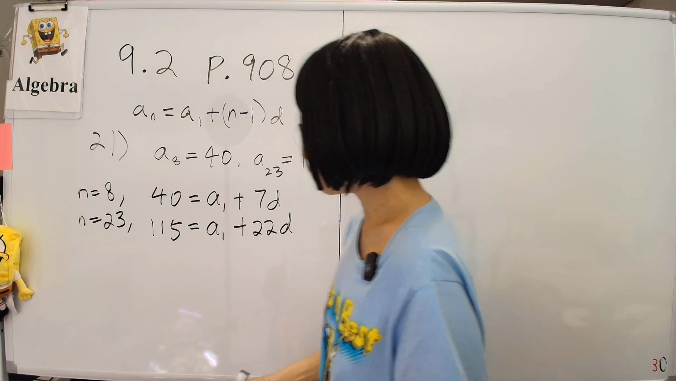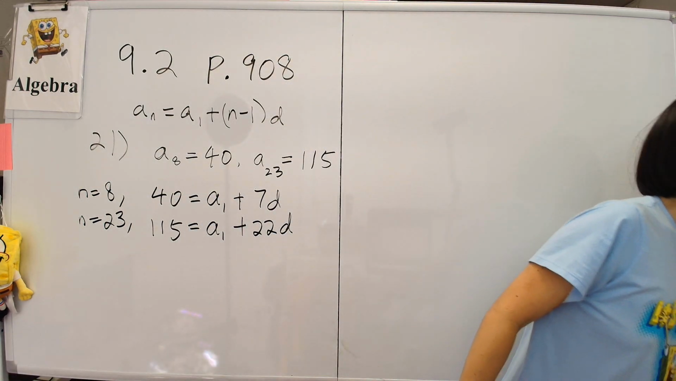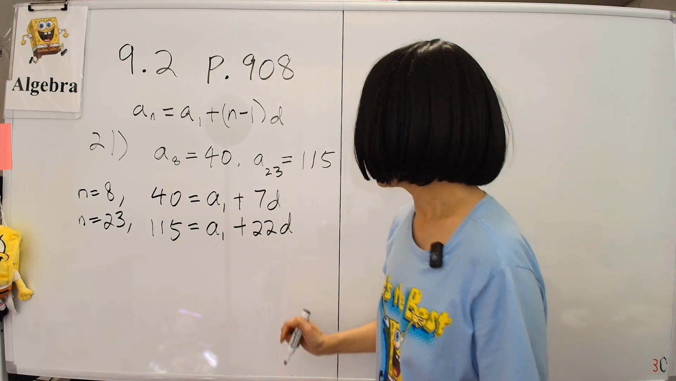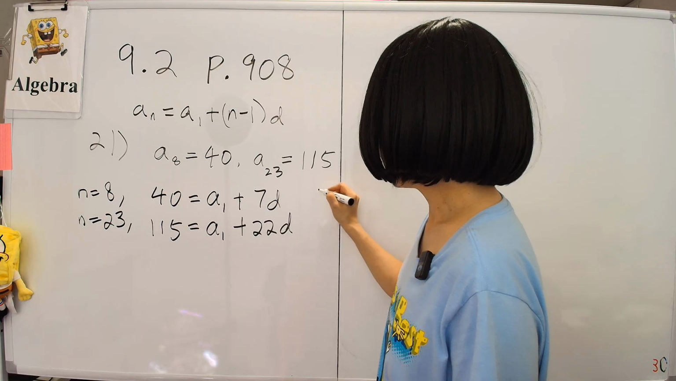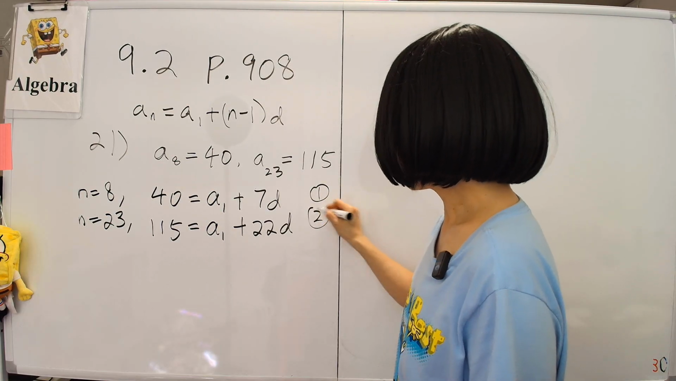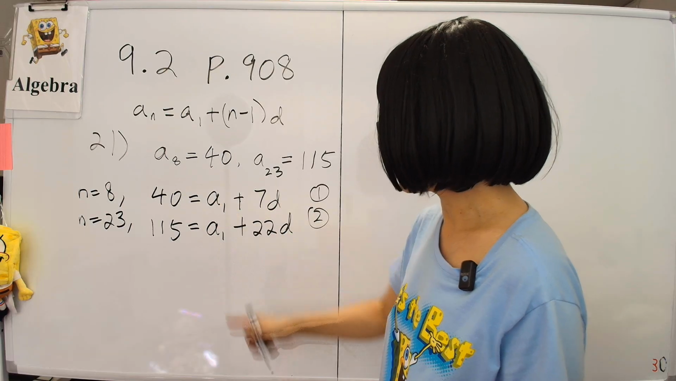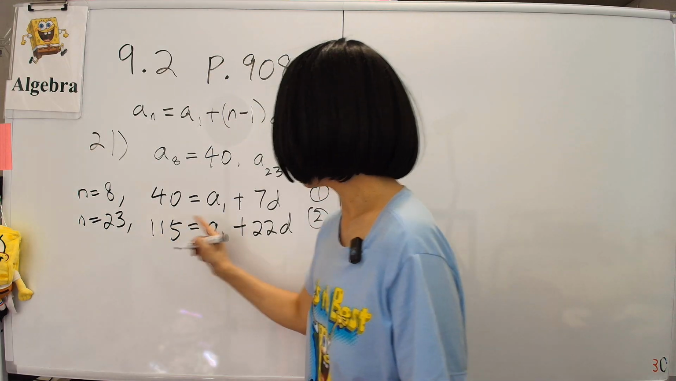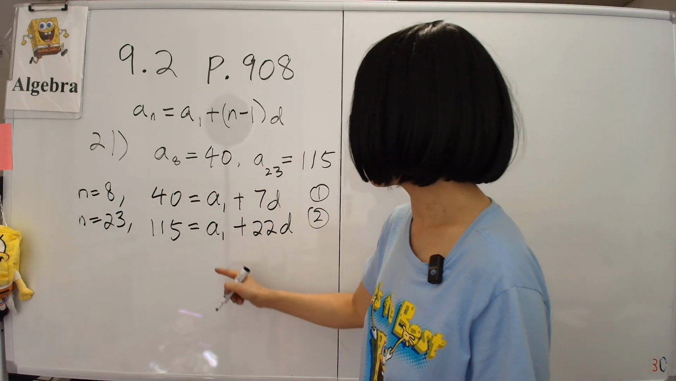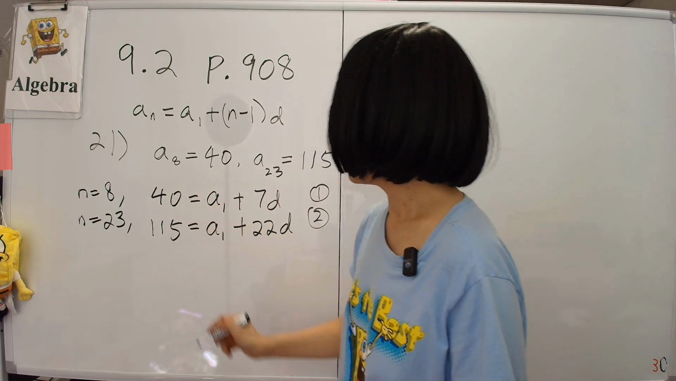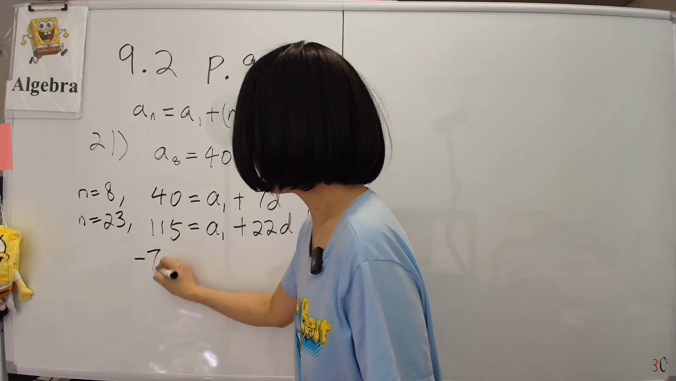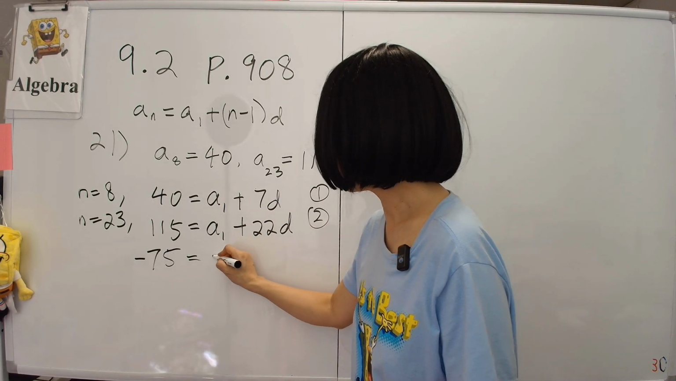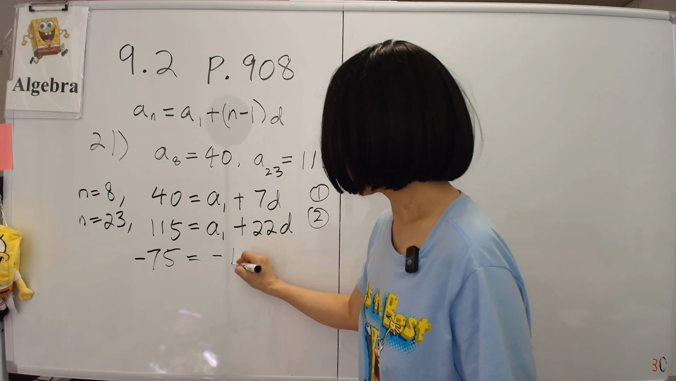Now you recognize what this is? This is two equations with two unknowns. This is equation 1, and this is equation 2. Being that a1 is in both, let's take equation 1 minus equation 2. That will give us something without a1, since a1 will get subtracted out. So 40 minus 115 is negative 75, and that equals, with a1 disappeared, 7 minus 22, which is negative 15, times d.